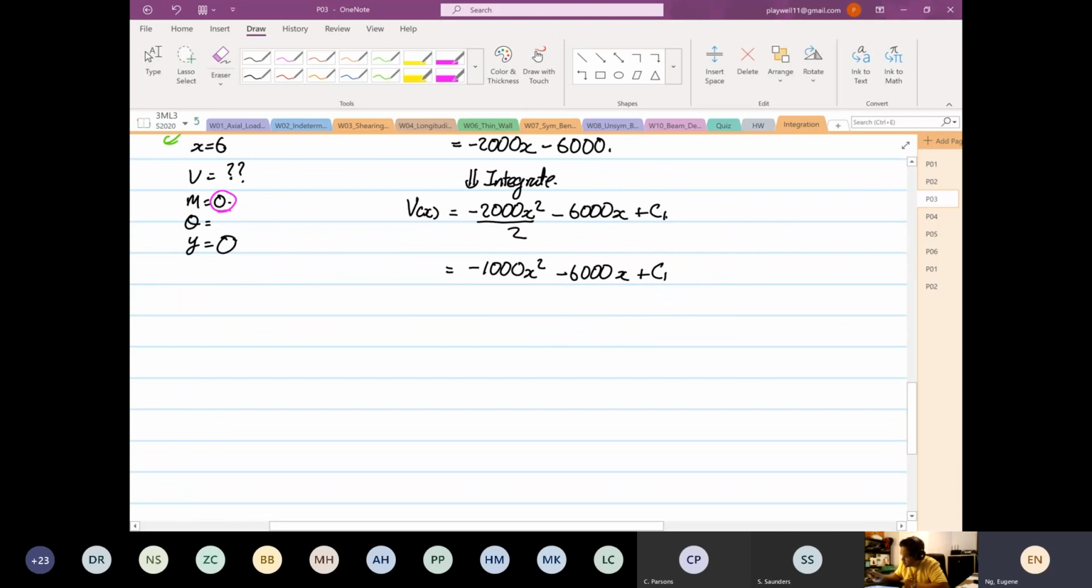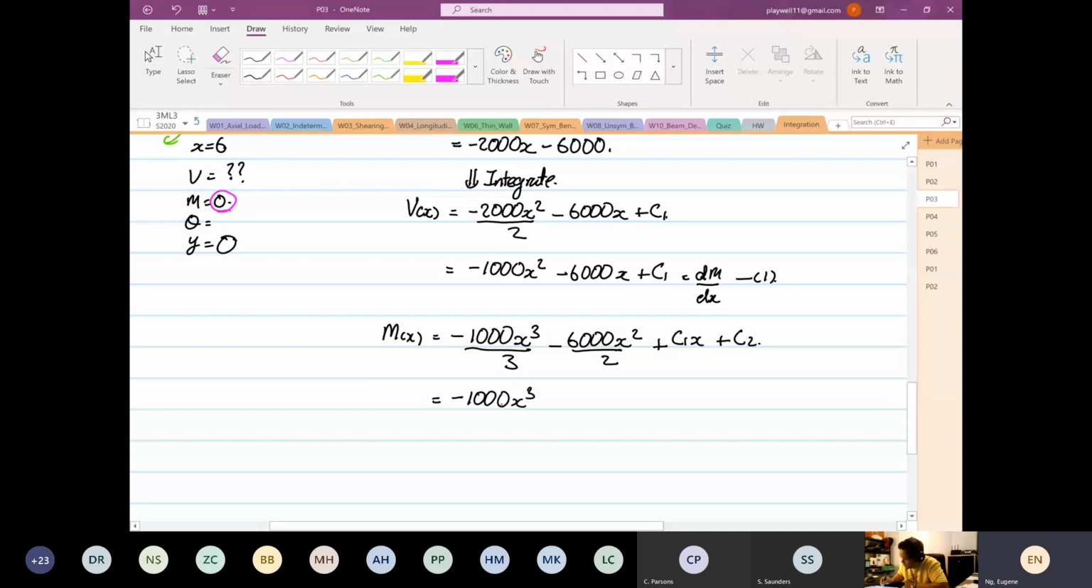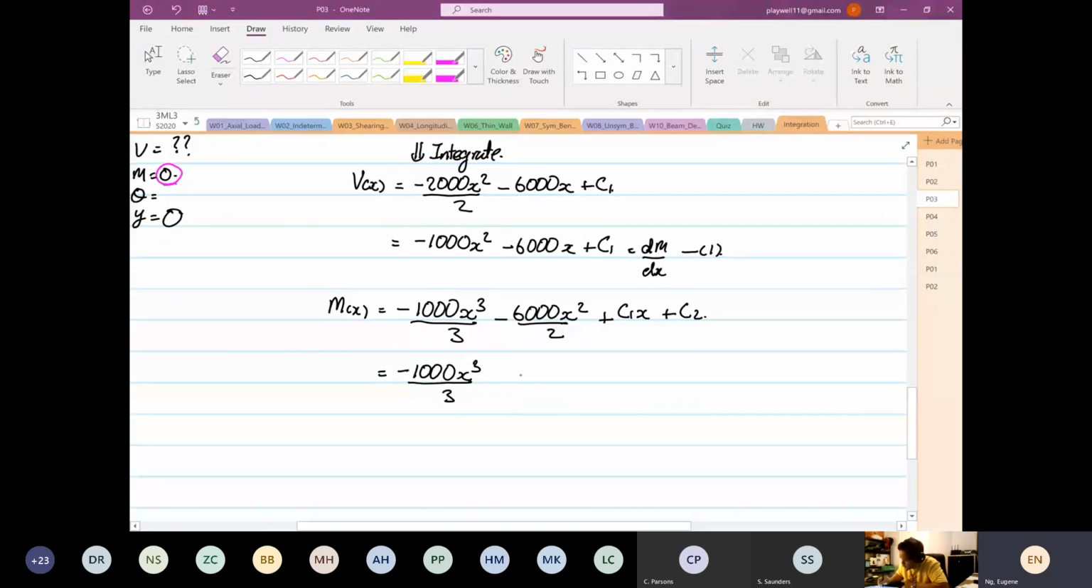So the next thing we do is we let this whole expression be equal to dM by dx, and this is still our equation number 1. So now M as a function of x is minus 1000 x cubed over 3 minus 6000 x squared over 2 plus C1x plus C2. So now this will become minus 1000 x cubed over 3 minus 3000 x squared plus C1x plus C2. If I make a mistake, you tell me, okay?